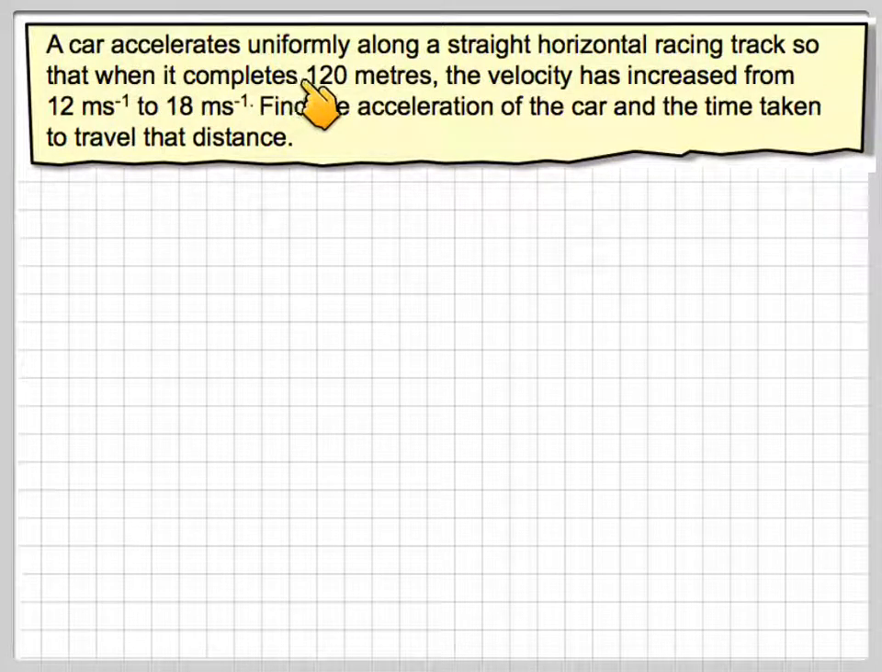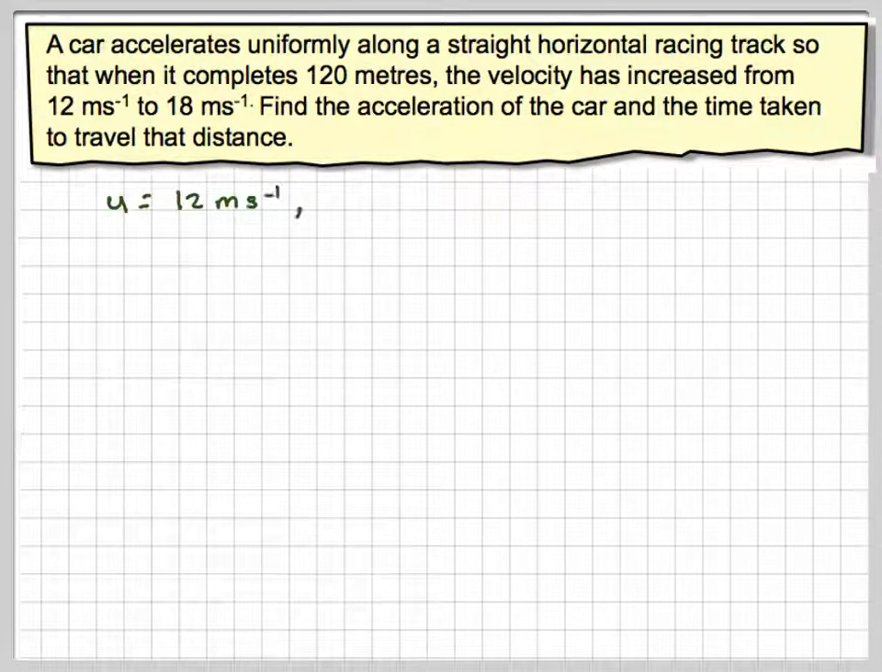A car accelerates uniformly along a straight horizontal racing track. So when it completes 120 meters, the velocity has increased from 12 meters a second to 18 meters per second. Find the acceleration of the car and the time taken to travel that distance.